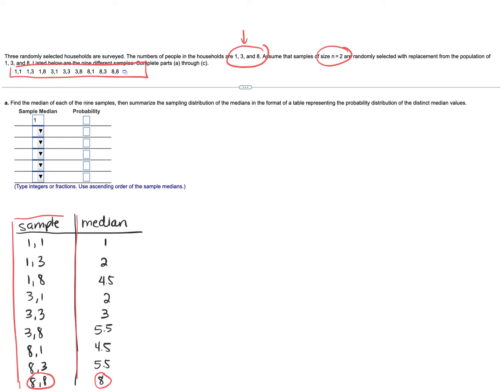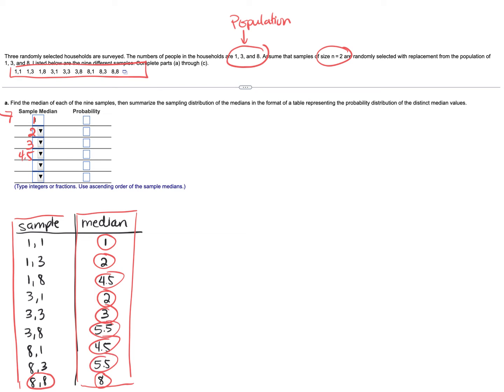Once we have all of the potential median values that we can get when we pick two numbers from the population of three numbers here, we can write down all of the possible median values that we could get. So we could potentially get a 1. So I'm going to write that up here in part A. I could potentially get a 2. I could potentially get a 3 as a median value. I could get 4.5. We could get a median value of 5.5. Or we can get a median value of 8.